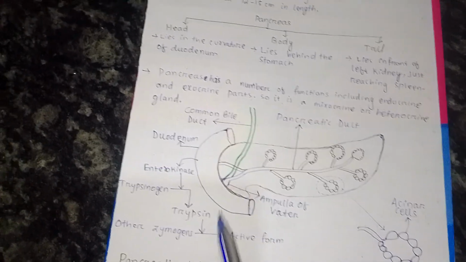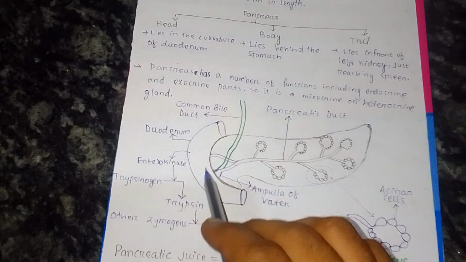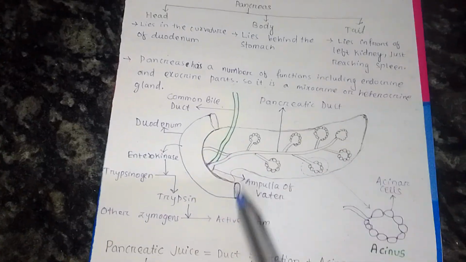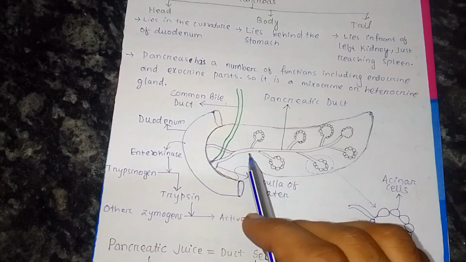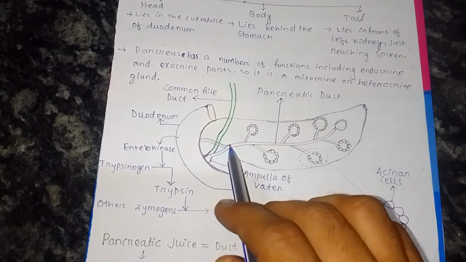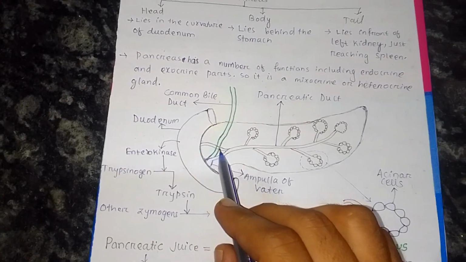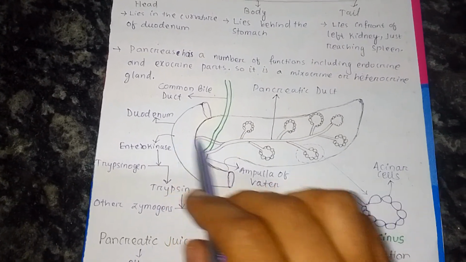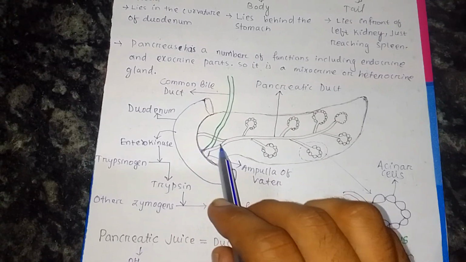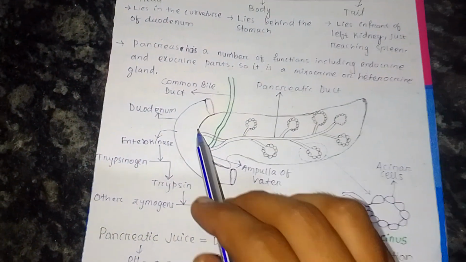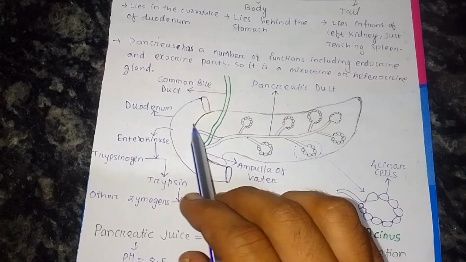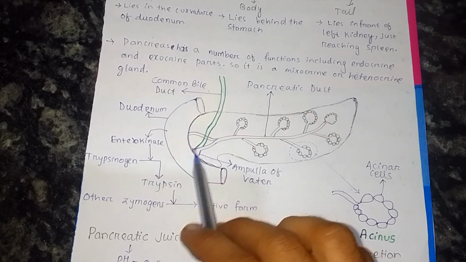And the duodenum is the first part of the intestine which receives ducts from pancreas as well as liver. There is a small duct which reaches the duodenum before the hepatopancreatic duct, just prior to this duct. This one is the duct which reaches duodenum before hepatopancreatic duct.